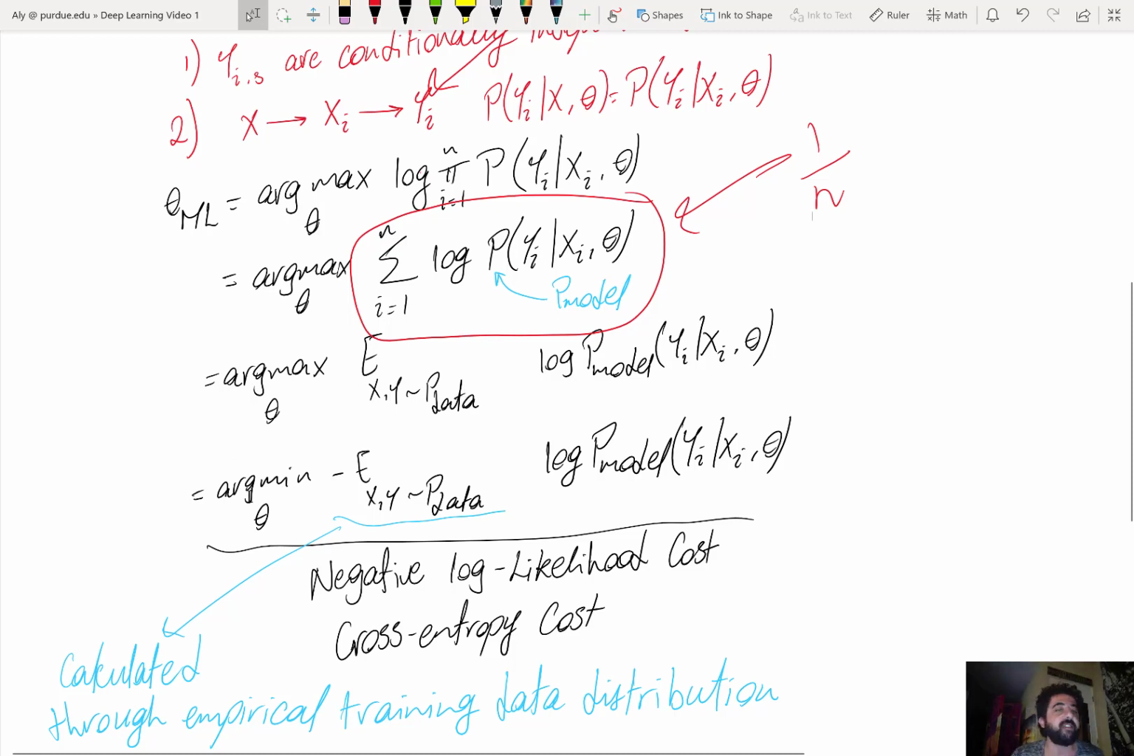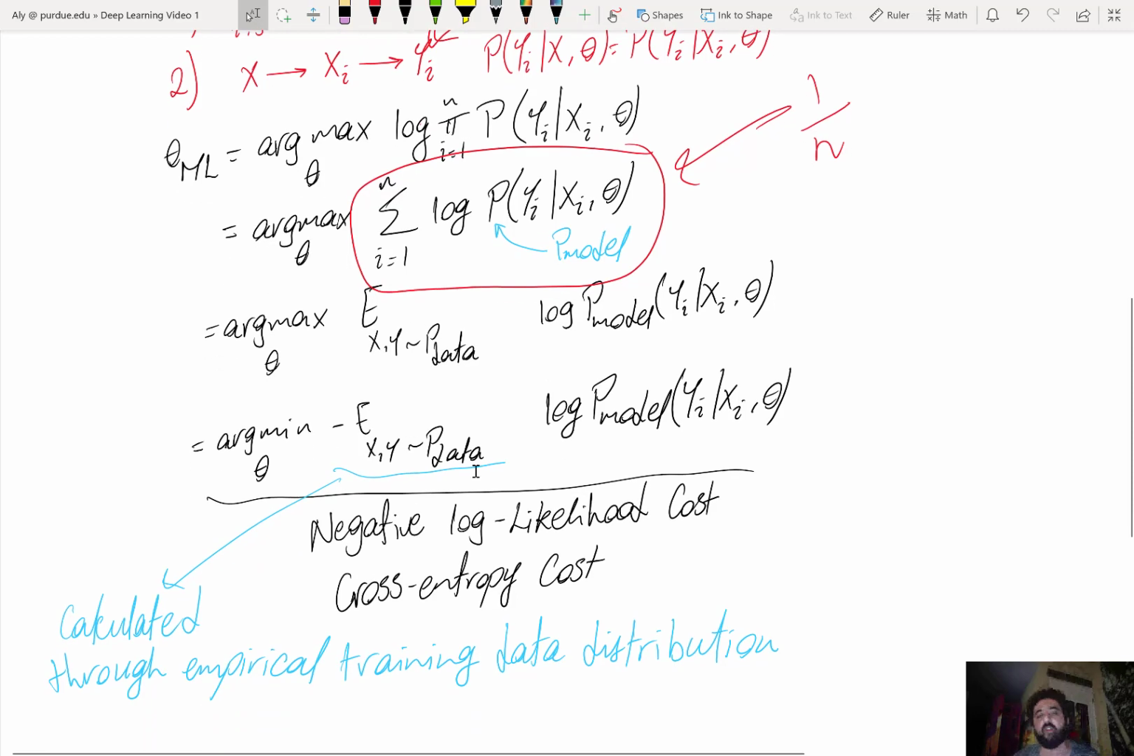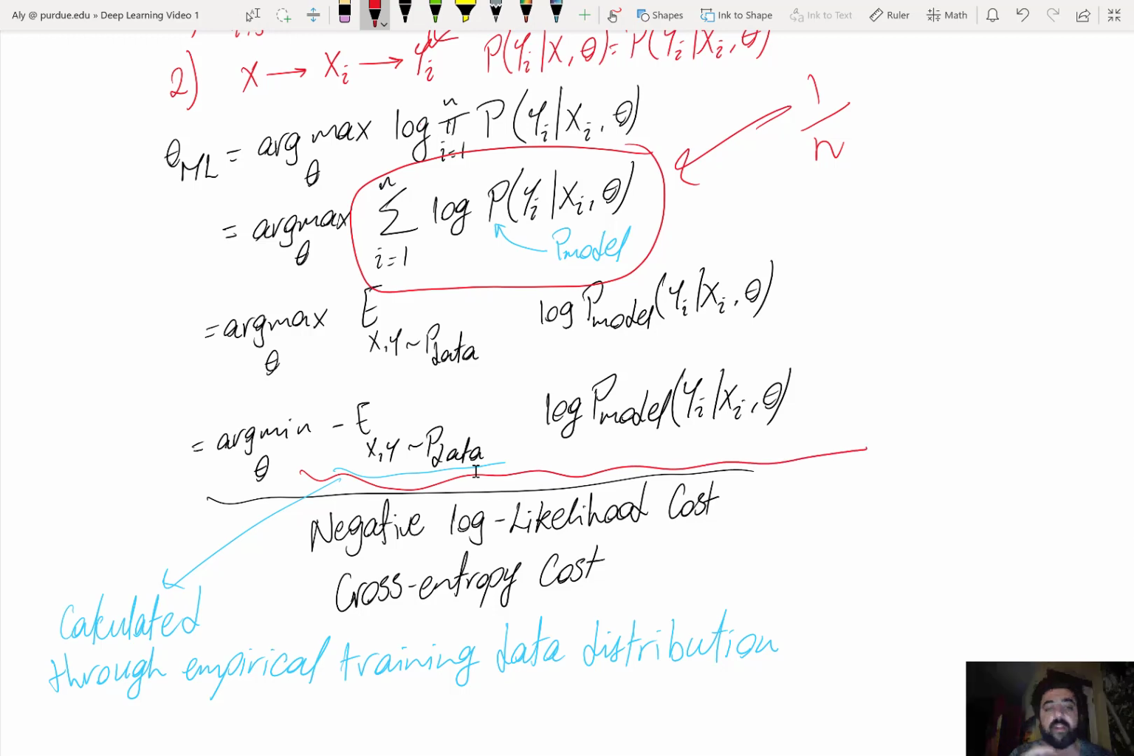Now this argmax is the same as the argmin of the negative value of it. And this quantity is called the negative log likelihood cost, also known as the cross-entropy cost, and this is the cost that the maximum likelihood principle suggests when training machine learning algorithms.